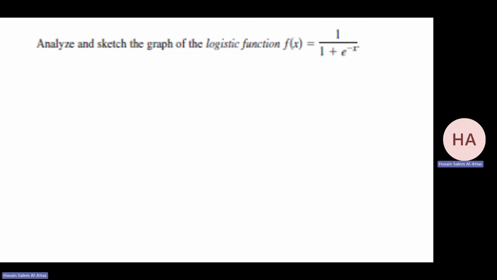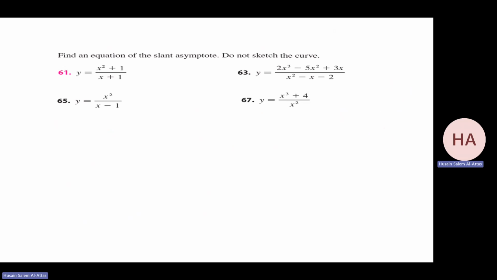Okay. Let me do these asymptote equations, and then I will stop. Yeah, 61, easy ones. x squared plus 1 over x plus 1. x, I have x squared plus x. Change the sign, so I have -1. So I'm getting 2. So the asymptote is y equal x minus 1. Okay, 63.